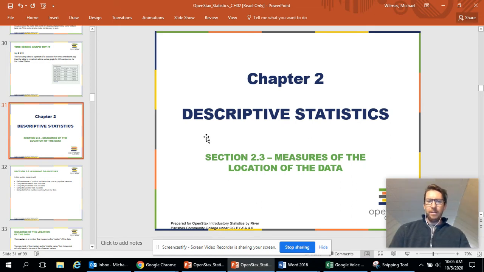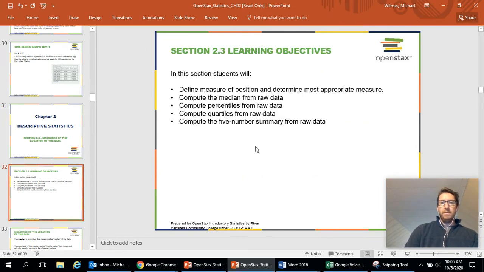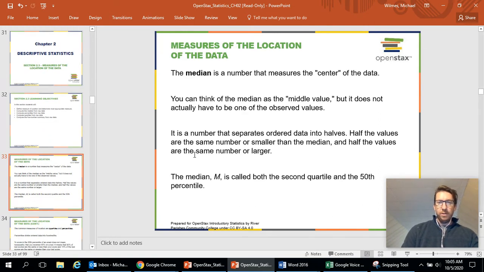Hello, welcome back. In this section, we're going to be looking at measures of the location of the data in section 2.3. So we're going to be finding the median, the percentiles, quartiles, and then calculating what something is called the 5-number summary. So to do this first one, we look at what's called the median.